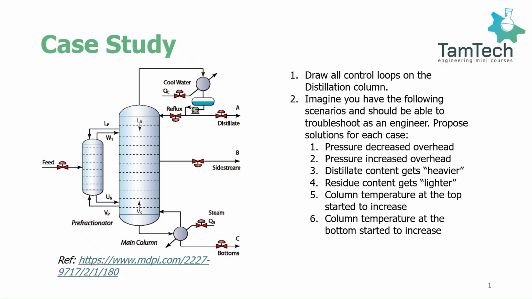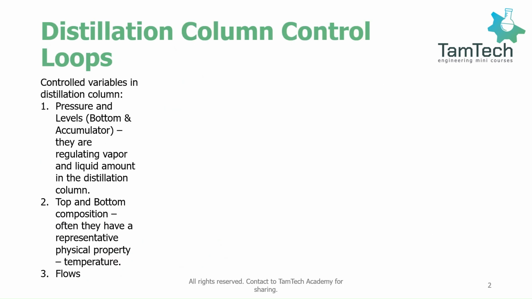Firstly, we should start with sketching the control loops of the distillation column. So let's start with that. Before doing that, we should firstly identify which are the controlled variables in our distillation column. Generally, our controlled variables are pressure and levels in the bottom of the distillation column and the accumulator, and then we should also control top and bottom composition and flows.